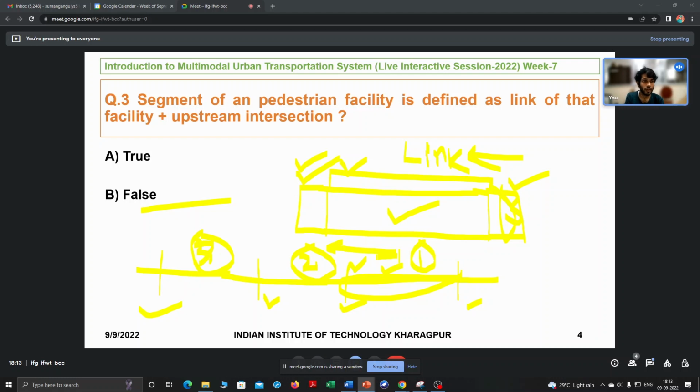So that's how it is defined in the code. You can argue that I can take upstream, but no, this is a link and then the downstream intersection, not upstream. I hope it is clear, or if it is not, then ask me what is not clear. Clear. Then I think it's okay.